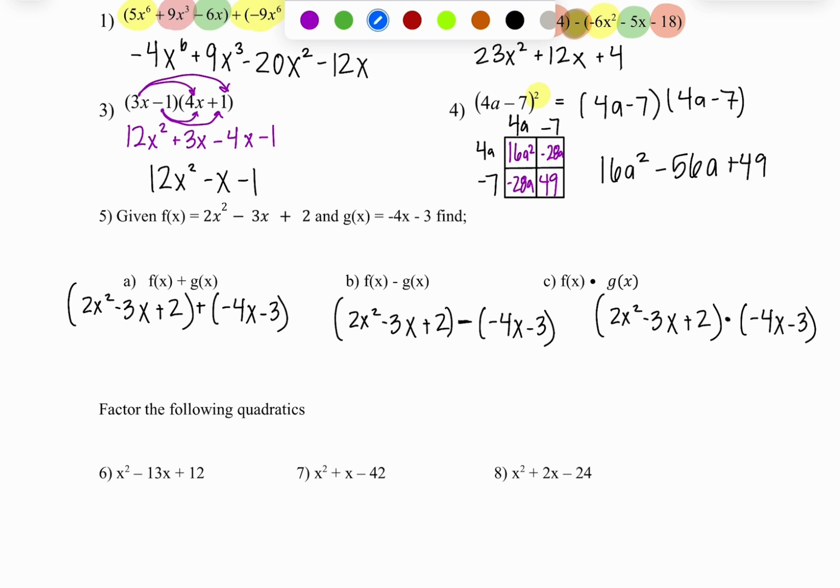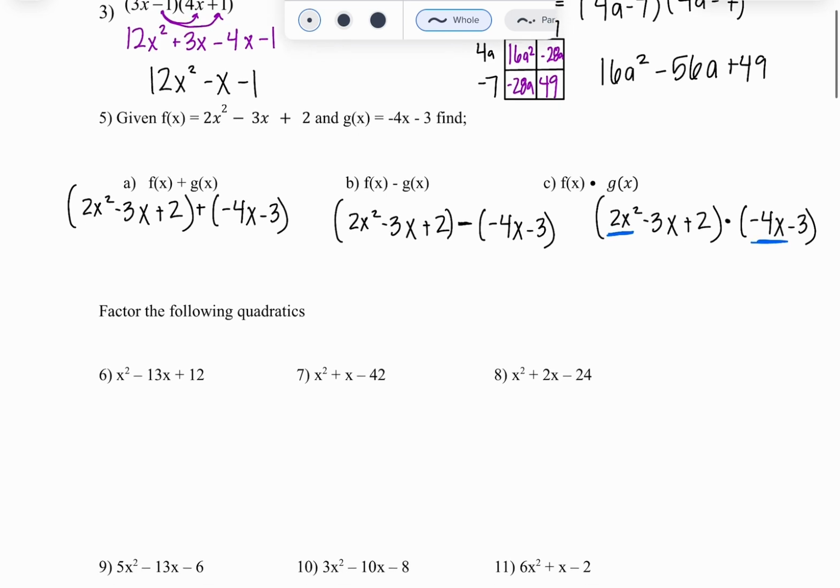The only thing to watch is when we do multiply 2x squared times negative 4x, that's going to be a negative 8x cubed because those exponents add together. That's something that students miss a lot. And you can check your answers with those on the key.